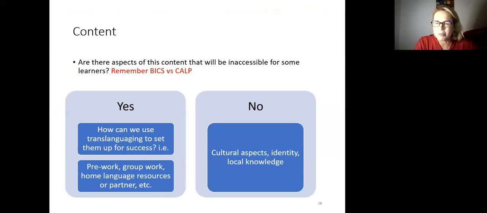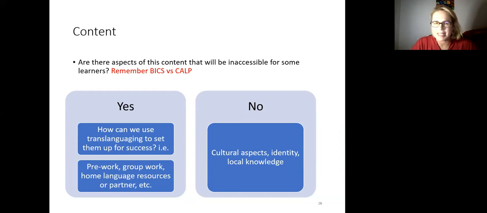So I think the best place to start when we're deciding how much of students' first language to make space for in our teaching is to consider the content of what we're teaching. Say, for example, you're teaching a lesson on hobbies and you've got a lovely text that you want them to interact with. First, we need to think of the students that we have, and we need to think, are there aspects of this text or this content that our students might not be able to access?